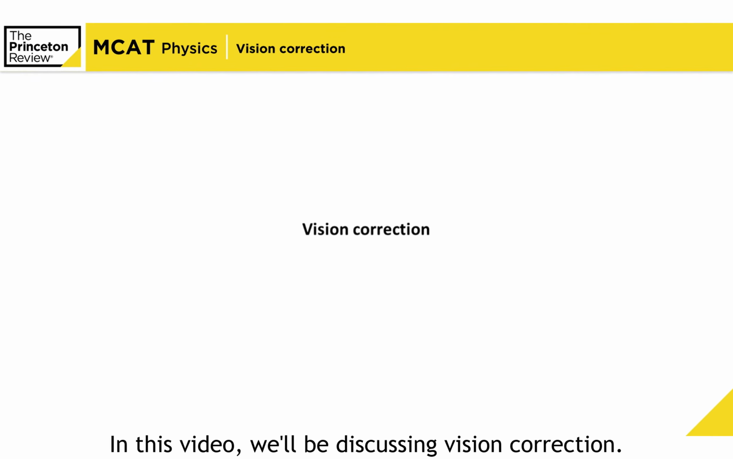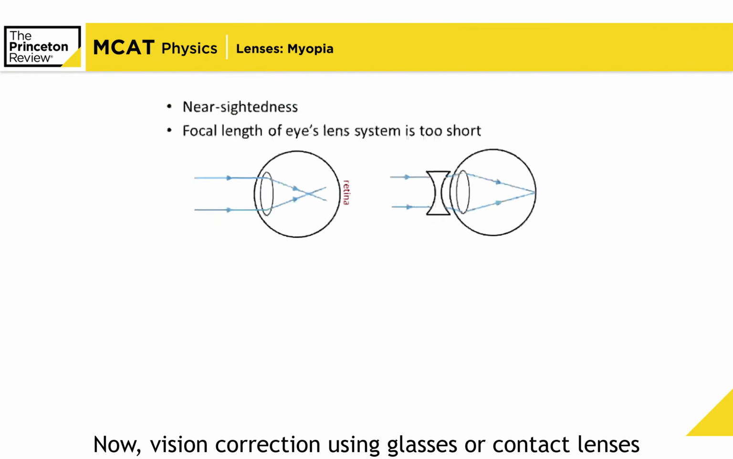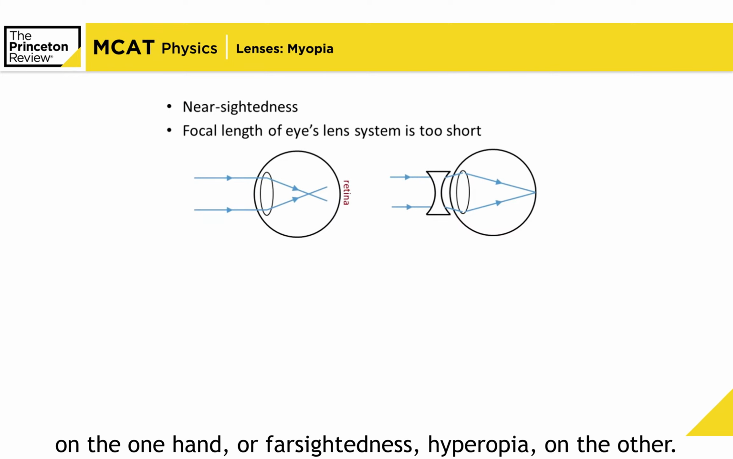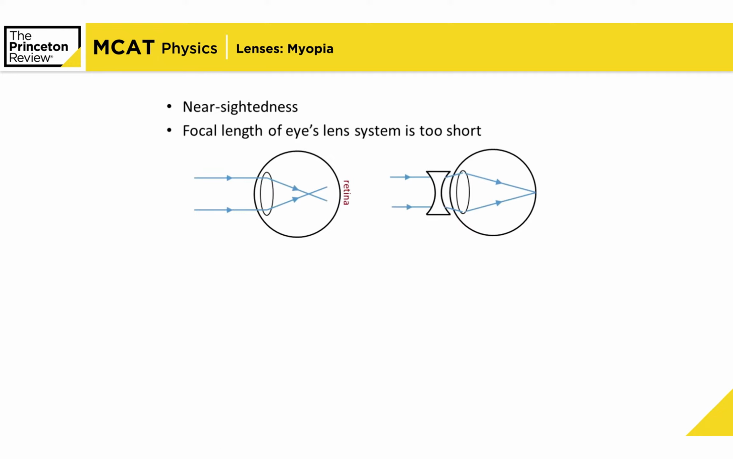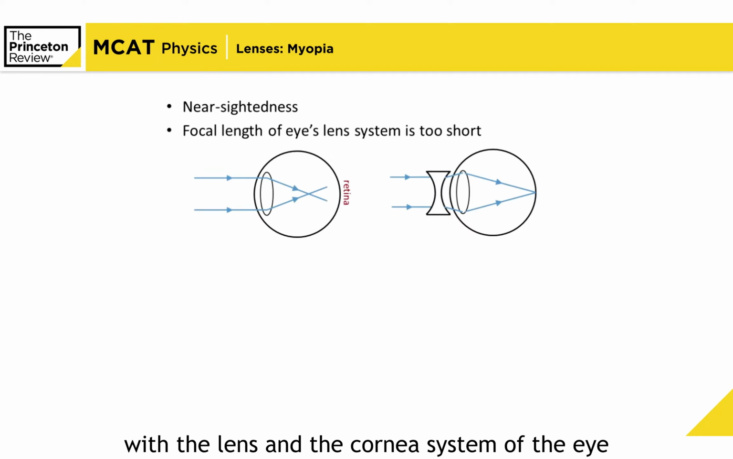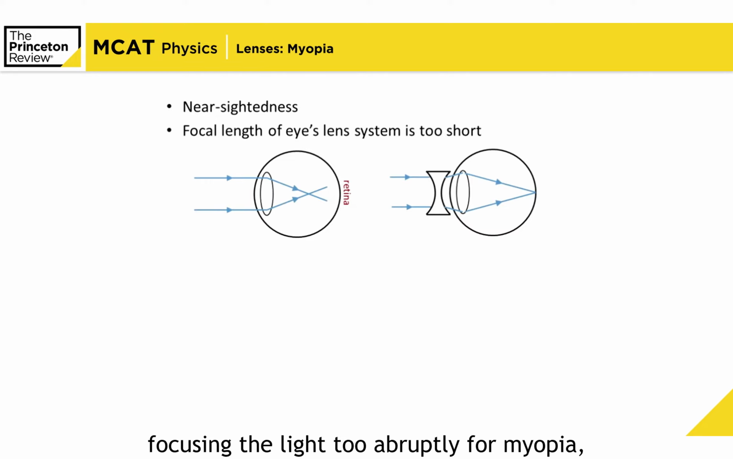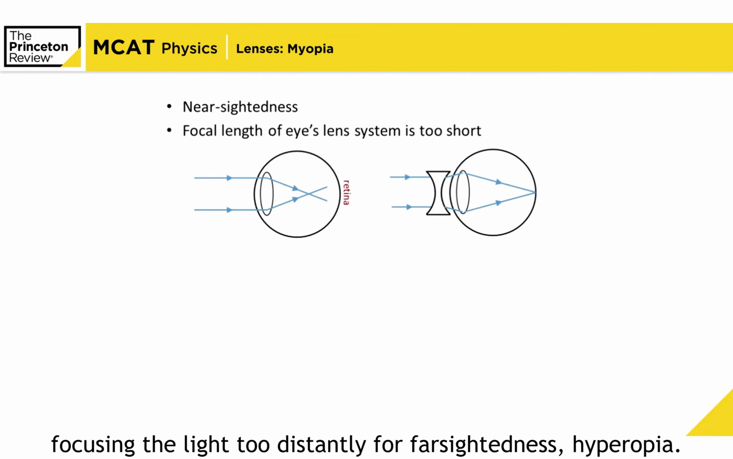In this video, we'll be discussing vision correction. Vision correction using glasses or contact lenses is a way of amending the problems of nearsightedness or myopia on the one hand, or farsightedness, hyperopia, on the other, both of which are effects that have to do with the lens and the cornea system of the eye being either too strong, focusing the light too abruptly for myopia, or, as we'll see, too weak, focusing the light too distantly for farsightedness, hyperopia.